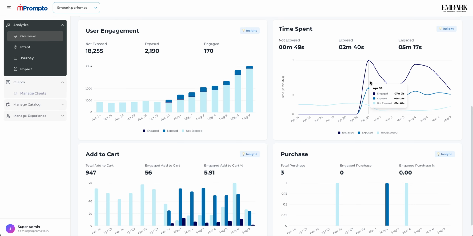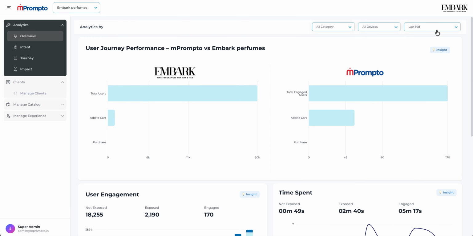Time spent measurement is again by day. Here, one quick one, we can decide the timestamp. So by 30 days, by 14 days, 7 days, 24 hours. You can also see by device, and you can see by all categories or any one specific category that we have. These are categories as defined by mPrompto, so they can go in and find out how one particular category of theirs is performing right now.